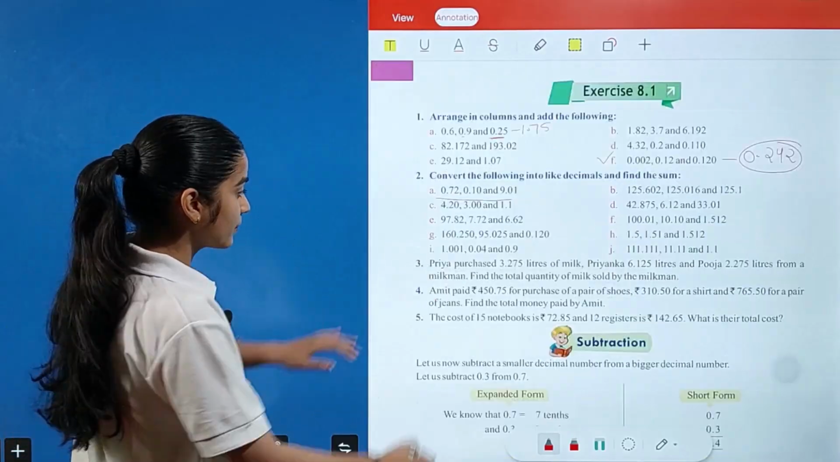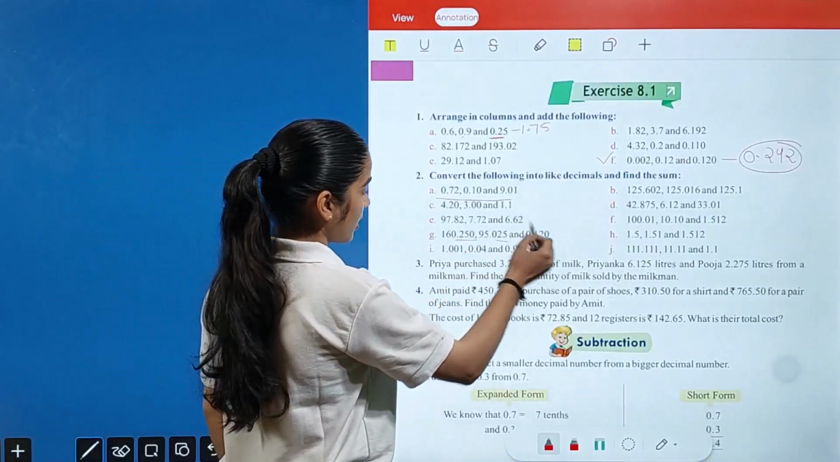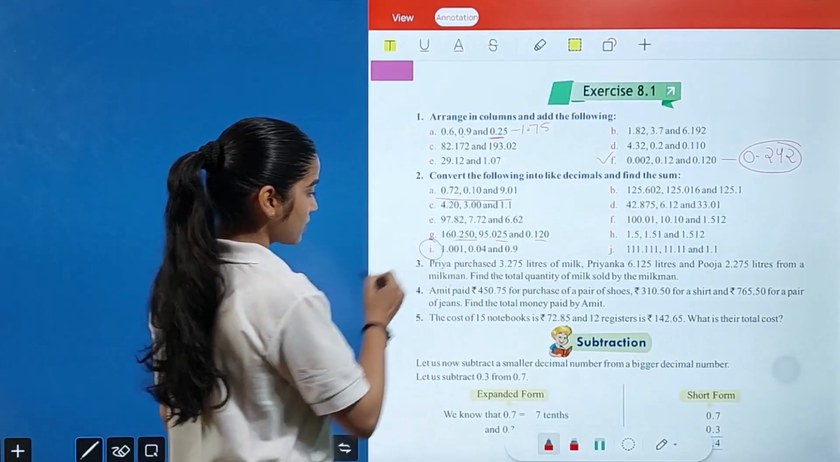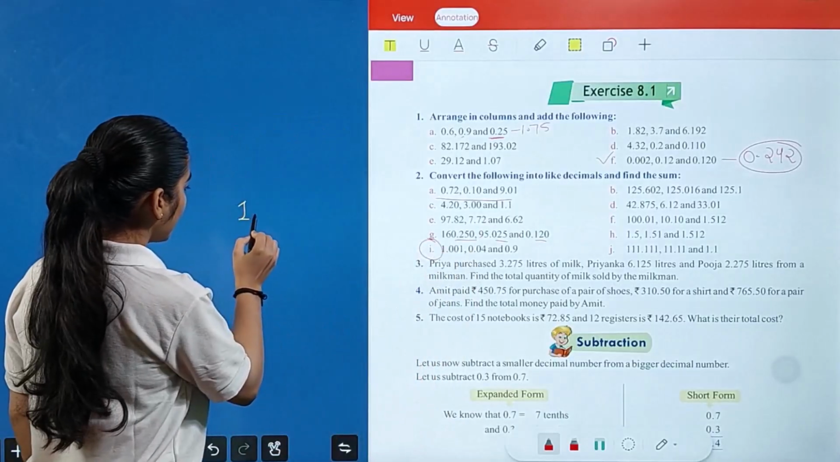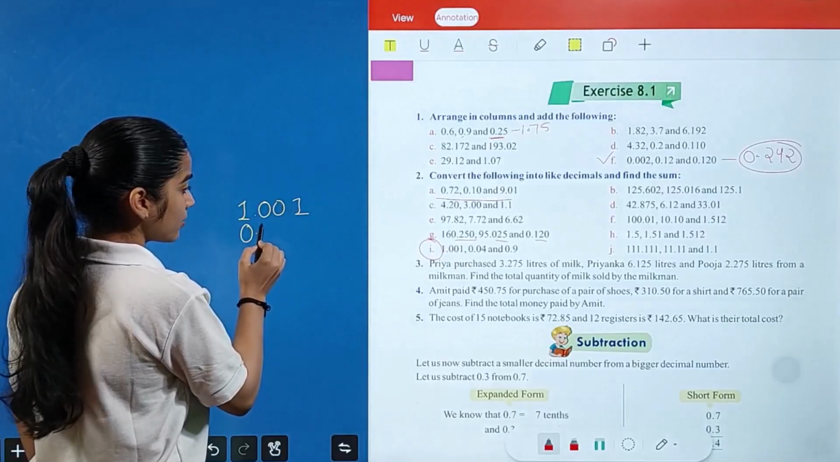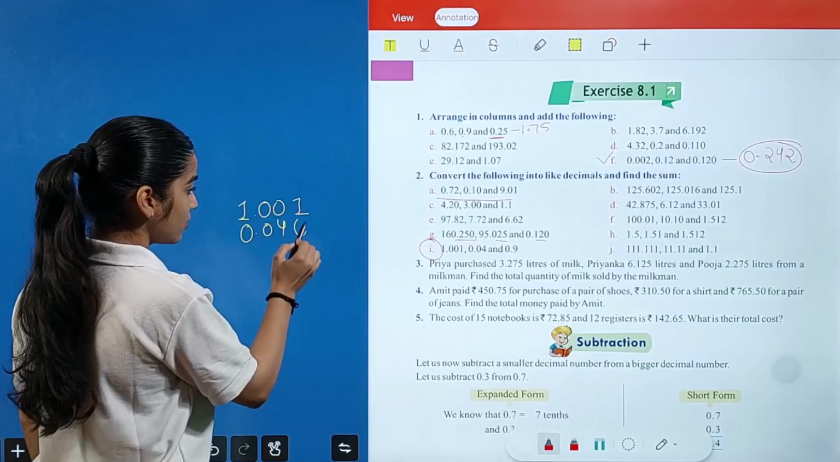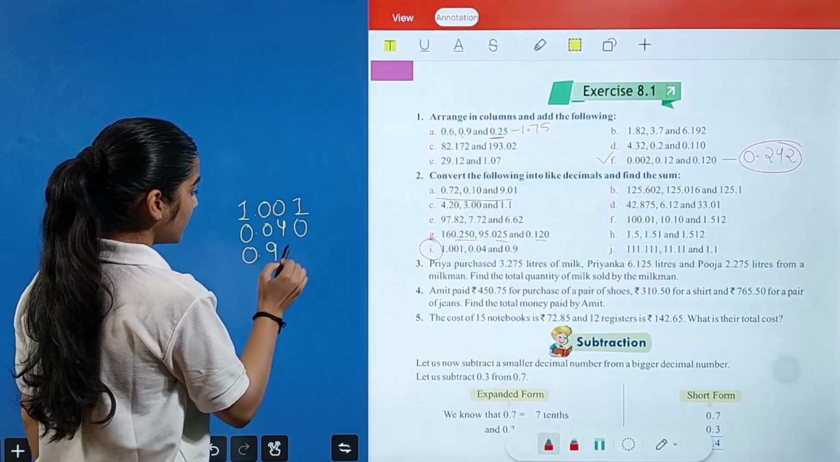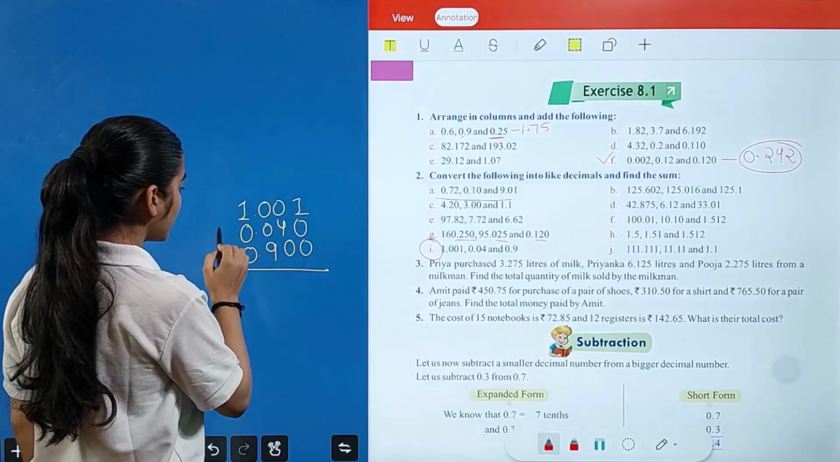Now next, again we have like decimals. Let's take this one: 1.001, 0.040, 0.900. Now you have to add them together.